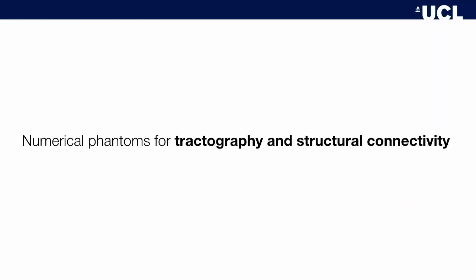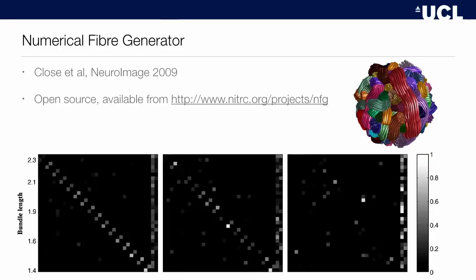Okay, so in the next few minutes, I'm going to look quickly at tractography and structural connectivity, and how numerical phantoms look at that. So this is a really good example, which is this ball of spaghetti phantom called the numerical fiber generator. It's a really flexible tool. What I think is really nice, illustrated in this paper, is that it allows you to construct a connectivity matrix where you know the ground truth.